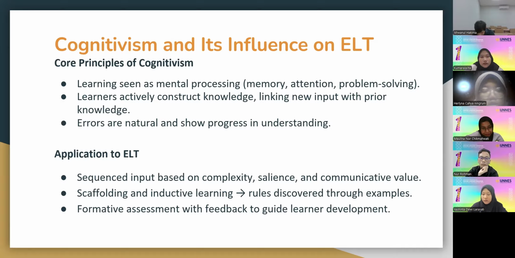And the application to ELT: the cognitivism approach emphasizes the sequencing of linguistic input according to cognitive complexity and communicative salience. Teachers scaffold learner understanding by designing activities that encourage inductive reasoning, enabling students to discover grammatical rules through example-driven exploration. Formative assessment and feedback mechanisms are vital to monitor progress and support ongoing cognitive development. And next, please.